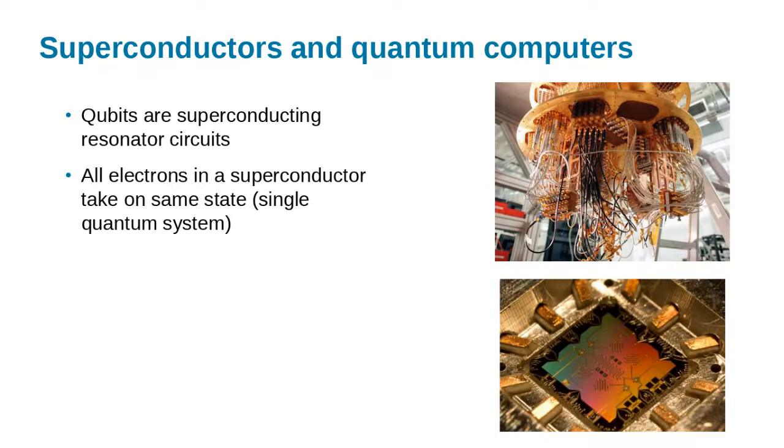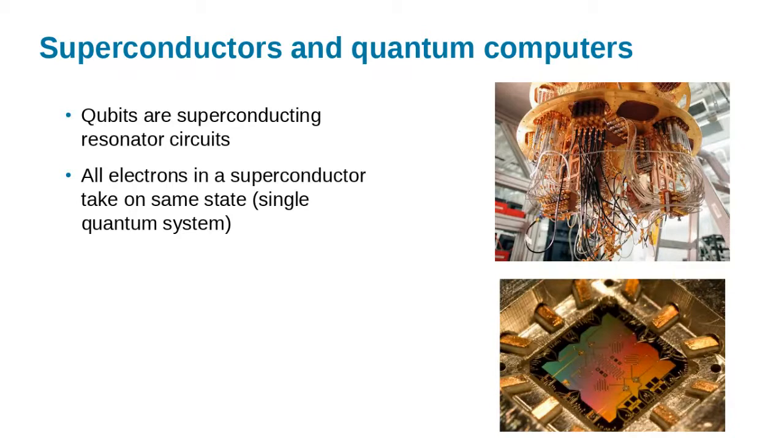So one of the leading candidates for quantum computers use superconductors. The qubits are in superconducting circuits, and the reason why we can use superconductors as qubits is because when we get a superconductor, we usually need to cool it down to very, very low temperatures, but once a conductor becomes a superconductor, all the electrons in there take on the same state.